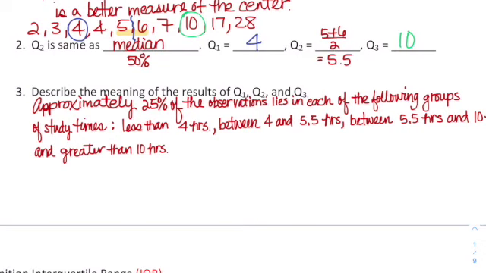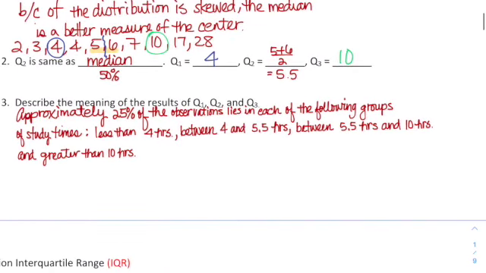So the explanation is approximately 25% of the observations lie in each of the following groups of the study times: less than 4 hours, 25%. Between 4 and 5.5 hours, 25%. Between 5.5 and 10 hours, that is another 25%. And then greater than 10, another 25%. So that is how you can describe them, and see how the quartiles are explained.